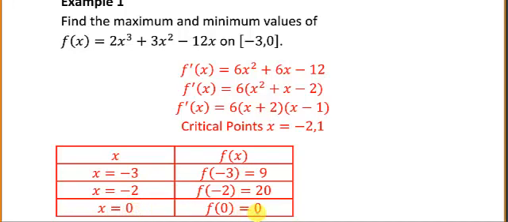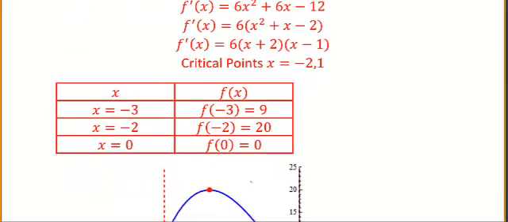At the right endpoint, I get 0. Evaluating this at 0, it's pretty easy to see that's 0. If I evaluate it at the critical point in between, f of -2 is 20. Now if I look at these, one of these is going to have to be the minimum value, and one of these is going to have to be the maximum value. Well, of course, the maximum value will be the largest, so this will be the maximum, 20. And the minimum will be the smallest, which is 0.